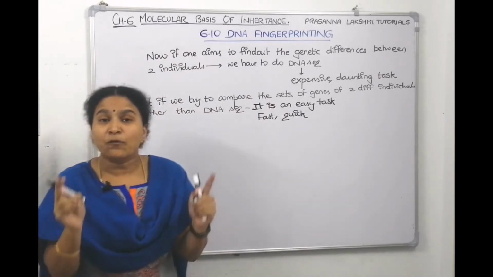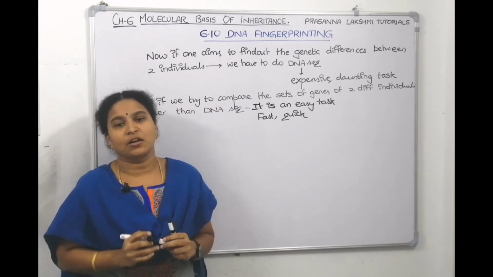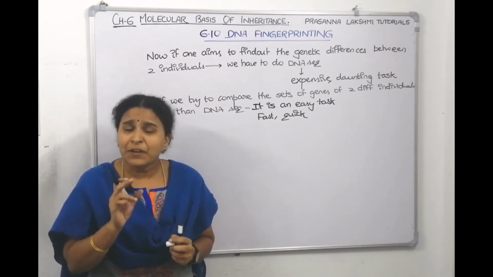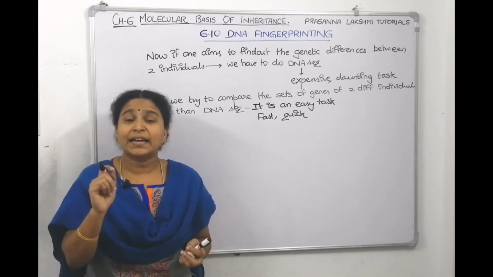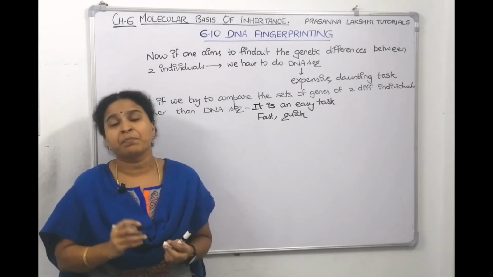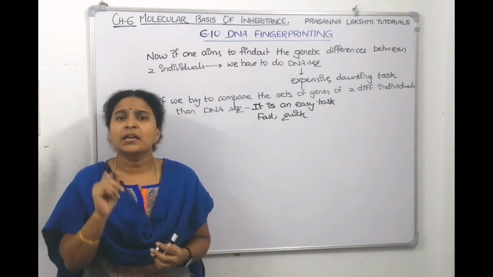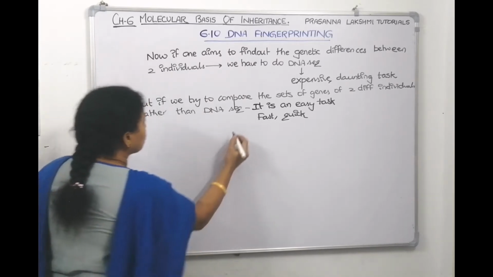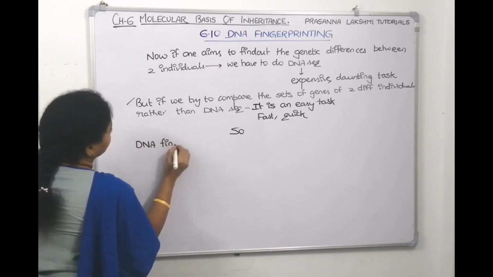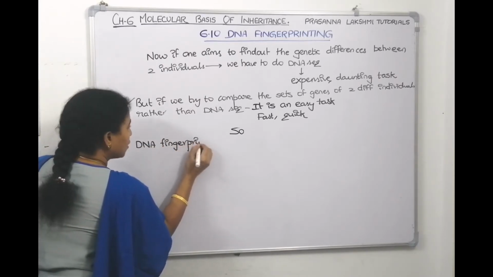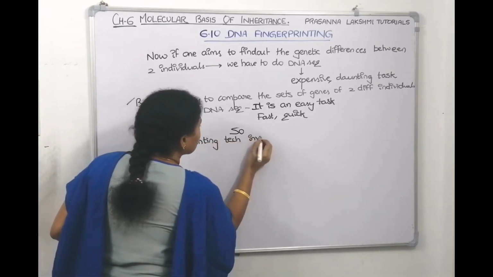Now, that technique of comparison of two DNAs is called DNA fingerprinting technology. Understood? So, does DNA fingerprinting technology involve complete sequencing, or does it involve identifying the differences? It involves identifying the differences, right? Let us write down: DNA fingerprinting technology, what does it involve?